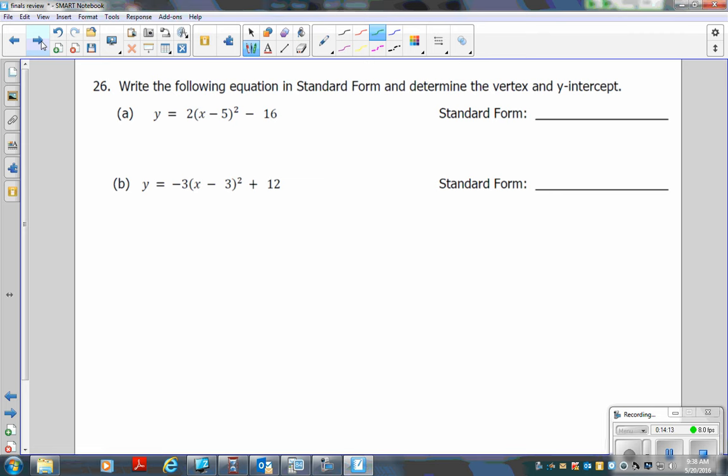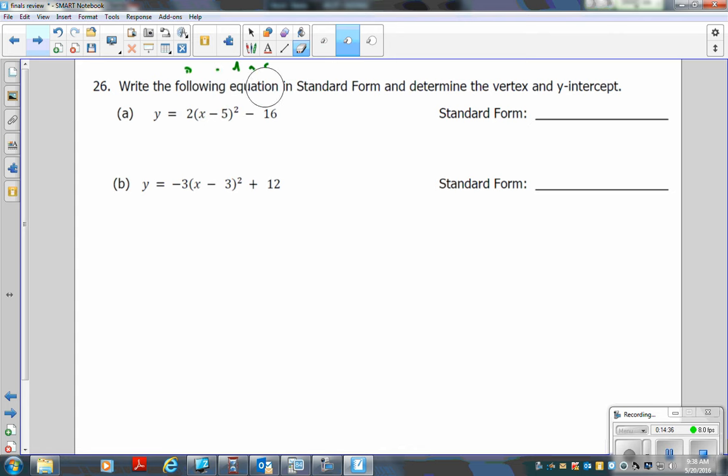What you want to do is take it out from the vertex form and make it into a standard form. The way to do that is to remember to always follow PEMDAS. The exponent comes before multiplication. So we do the exponent first. We multiply by 2 second. And then we subtract third. So it has to be in that order.